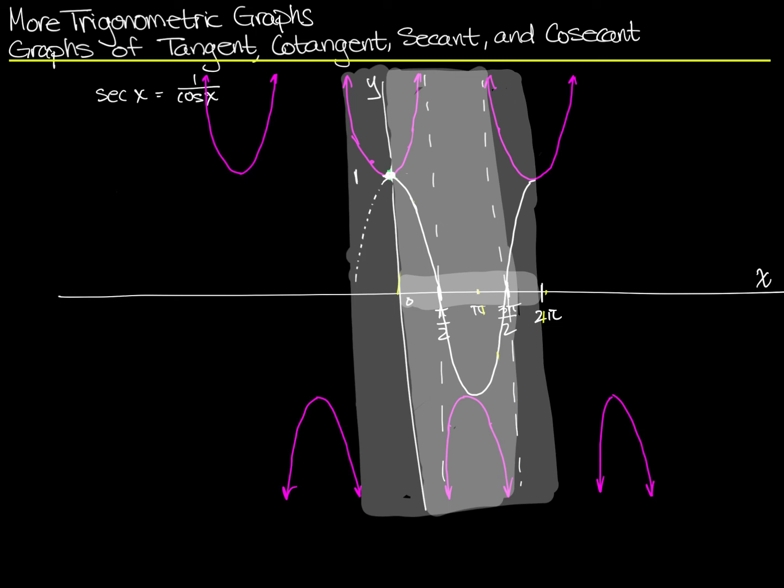In the next video, we're going to be looking at transforming these graphs, specifically the tangent and cotangent graphs in the next video, and the secant and cosecant graphs in the video after that.